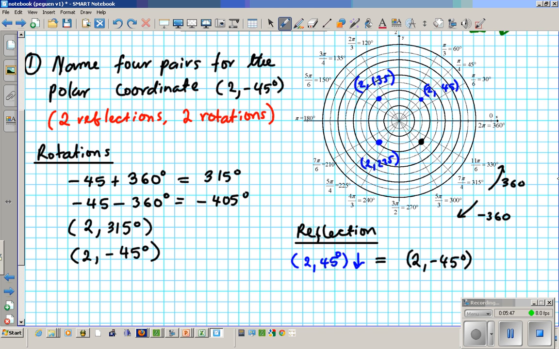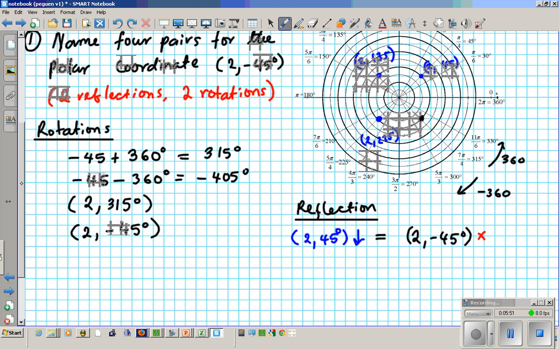So this one overlaps, so it doesn't really count. Let's move on. Let's try 2 and negative 2 and 135. This one is a reflection across. Know that whenever you're reflecting across, this is a radial reflection. Downwards is angular reflection. So it's a radial reflection. All you do is negate the radius, right? So that's going to give you negative 2 and 135.